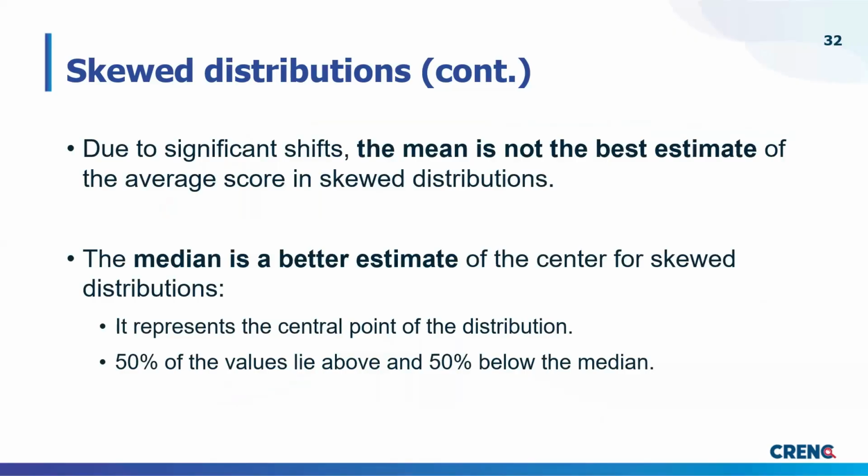So due to the significant shift, the mean is not the best estimate of the average in a skewed distribution, and the median is the best measure of central tendency we can use in case of skewed distributions.